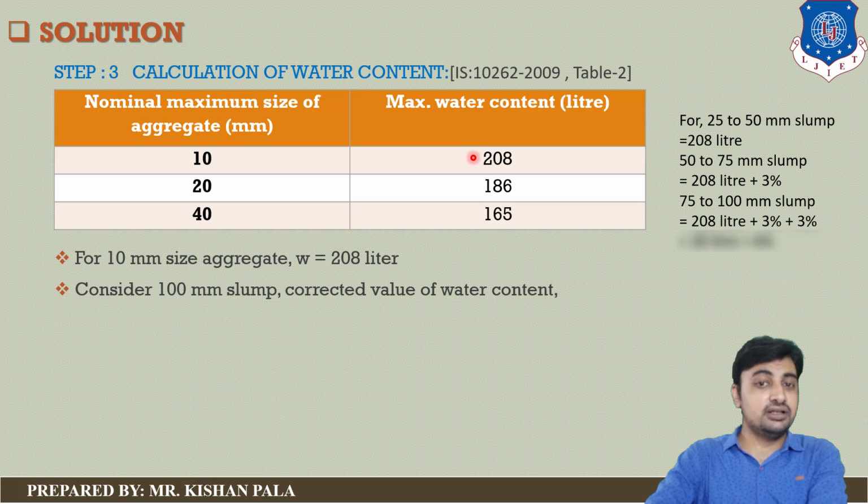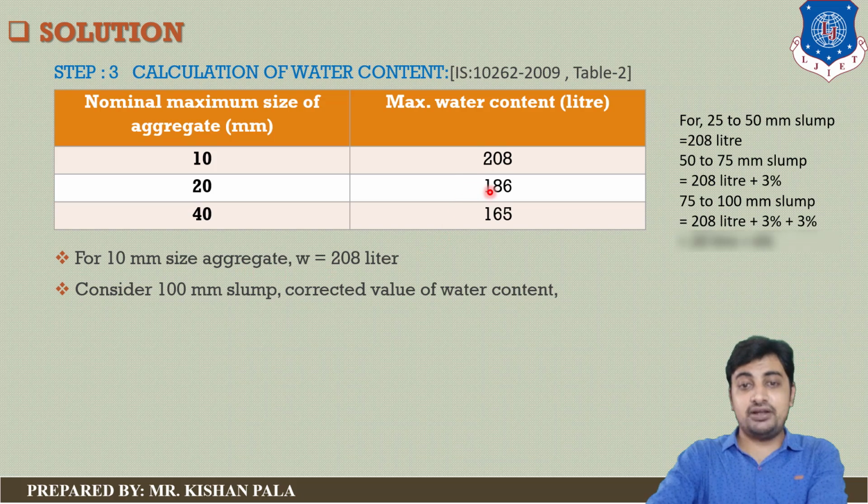And after this value, we have to correct this value for the slump range, because this table is based on the 25 to 50 mm slump range of the workability, and based on our data we require 100 mm slump, and as we know, for every 25 mm slump we have to add 3 percentage of the water mass.